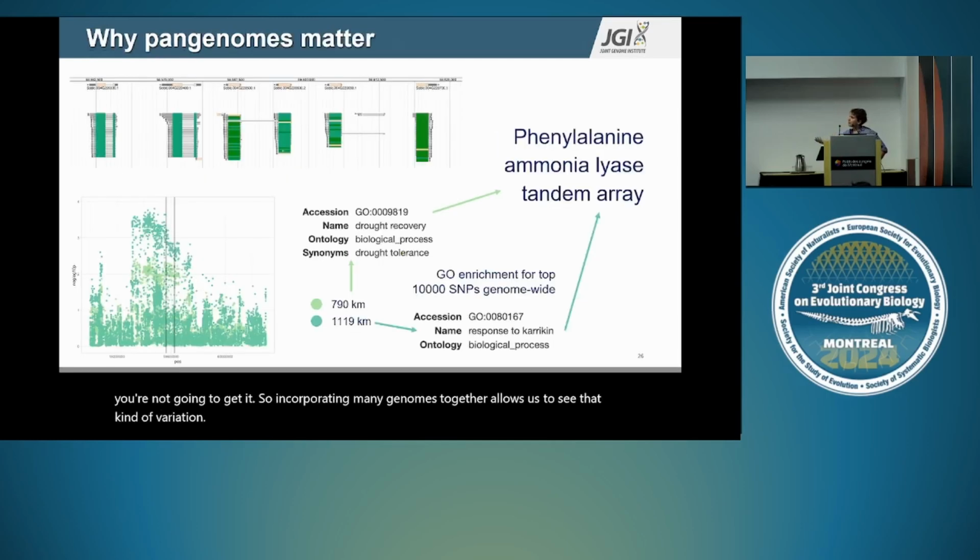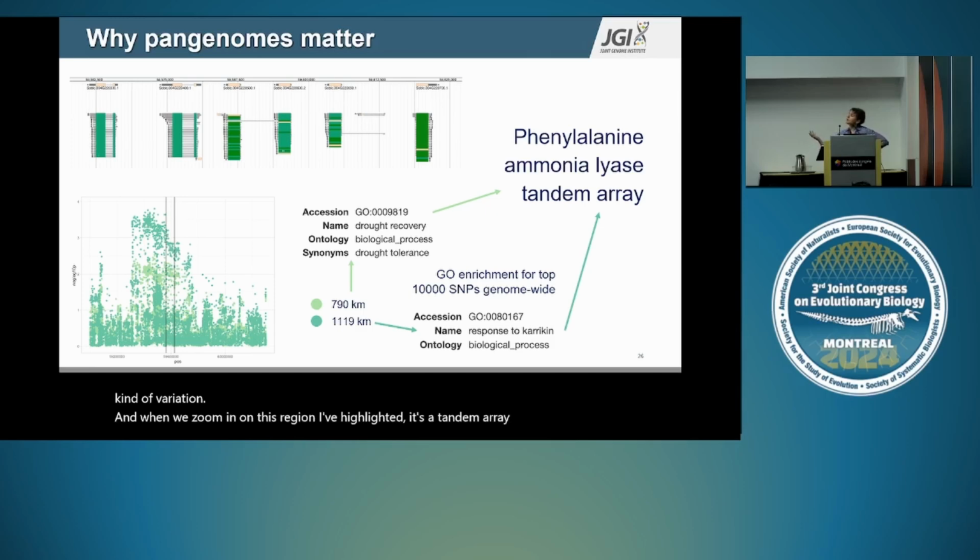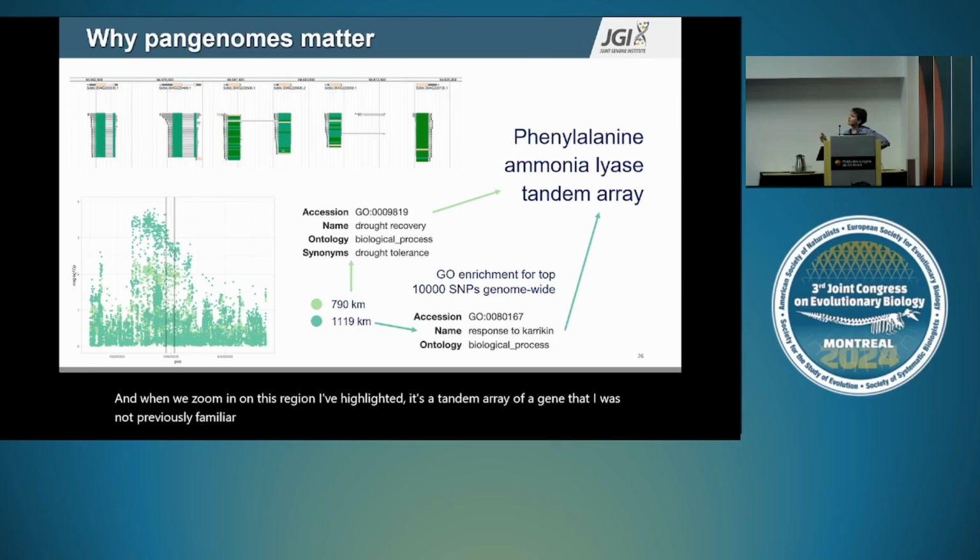And when we zoom in on this region I've highlighted, it's a tandem array of a gene that I was not previously familiar with, but that's in the lignin deposition pathway. But a tandem array is many copies of the same gene lined up in a row. These are nightmarish for reference-based calling because if the copies are similar to each other, you don't know which copy your reads are aligning to. You're getting spurious signals of heterozygosity. You don't know how your copy numbers are varying across your samples. Having a pangenome lets us start to untangle that.